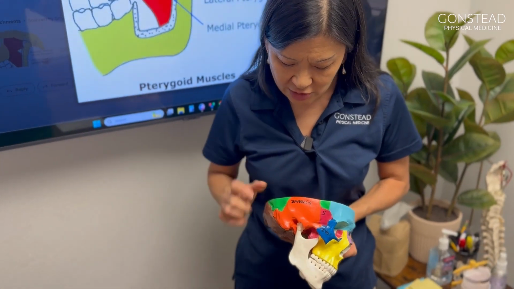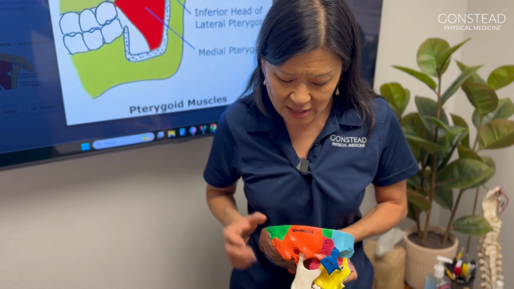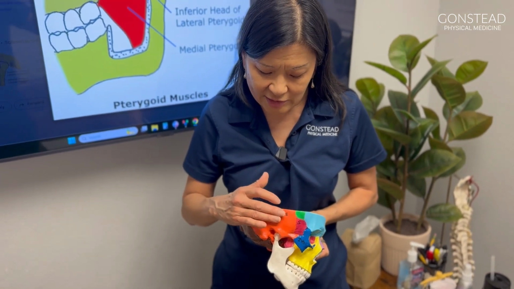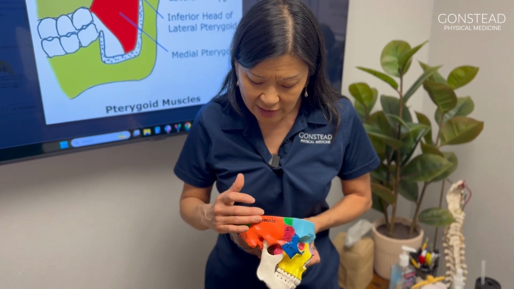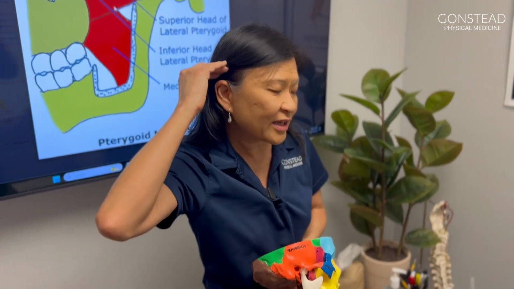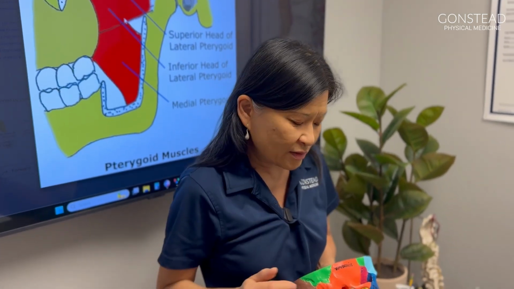In the orange here is the temporalis bone. This is a very important bone in headaches and migraines because there's a large muscle that sits on top of there, and headaches and migraines can affect the TMJ. So if you look at the body, it is right up here. This is your temporalis bone and temporalis muscle.